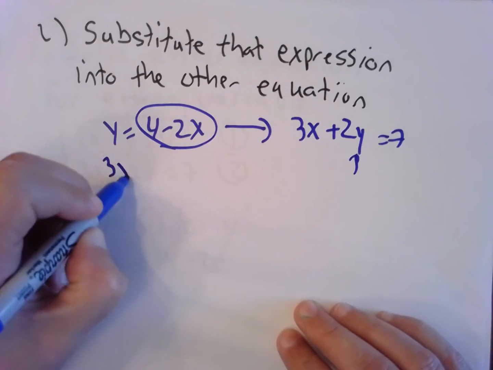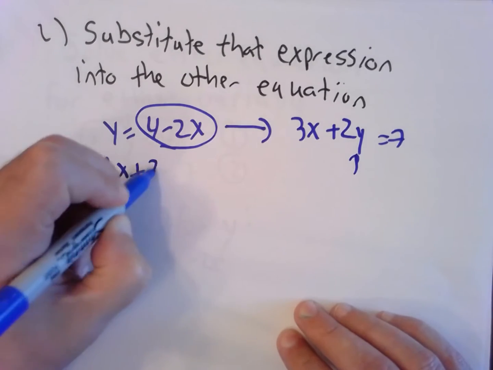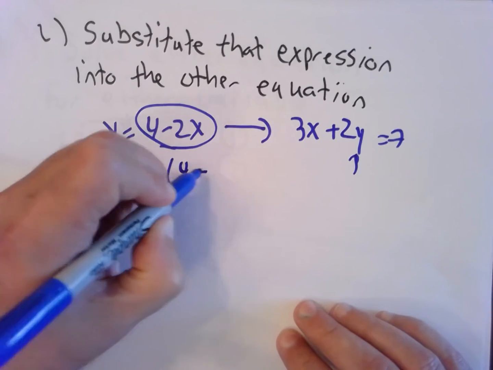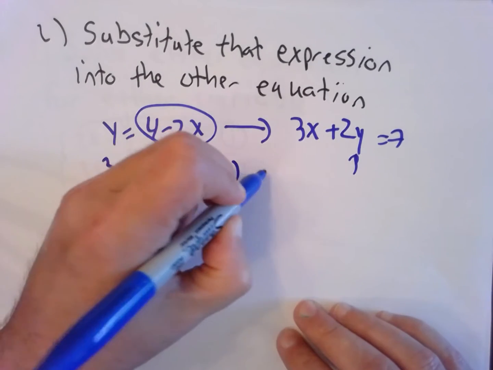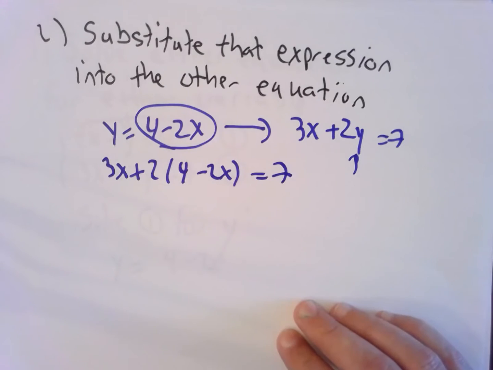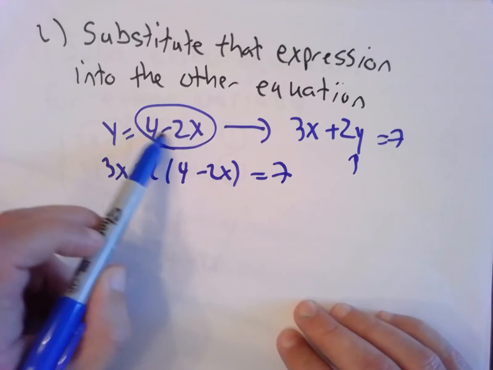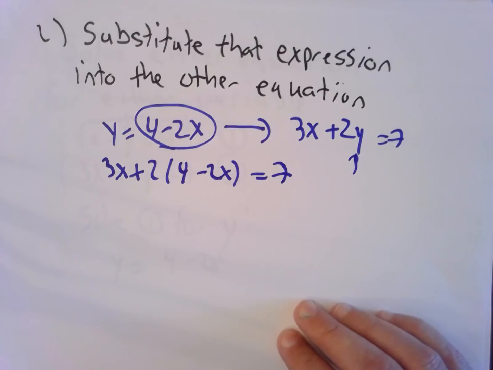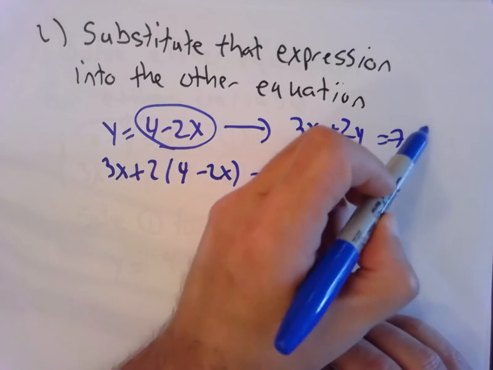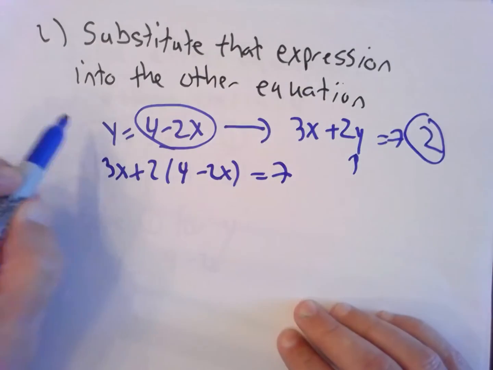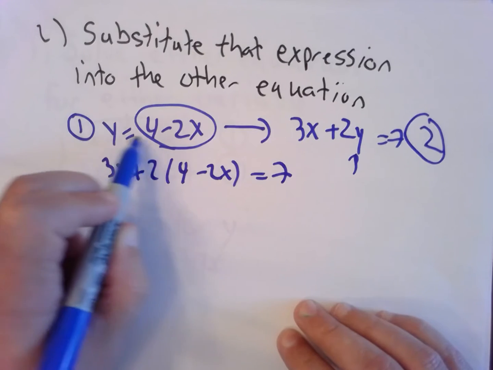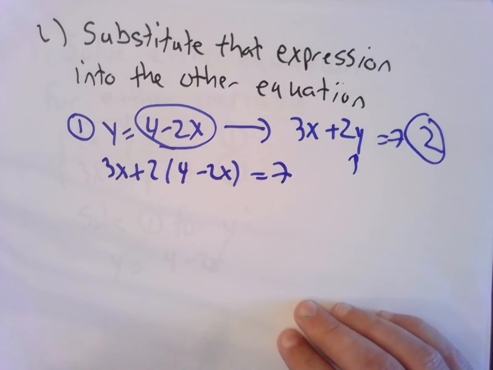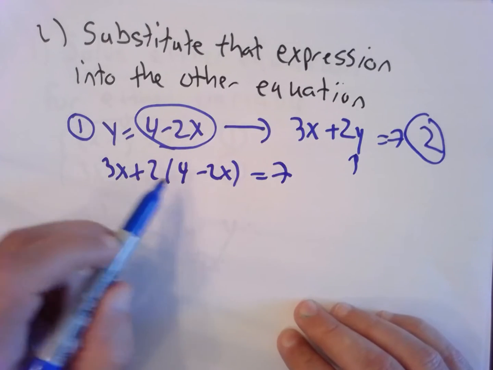And what do we get? 3x plus twice y is supposed to equal 7. So instead of writing y, I've written 4 minus 2x. It's important here that this was equation number 2 and this was equation number 1. I've used both equations. Okay, now we just simplify, distribute this 2.